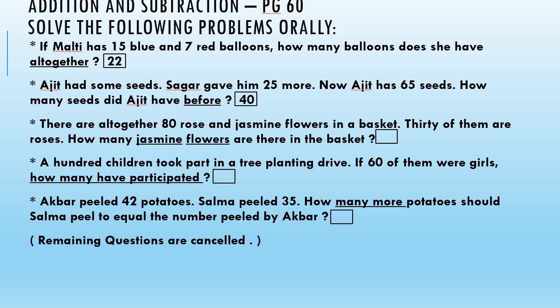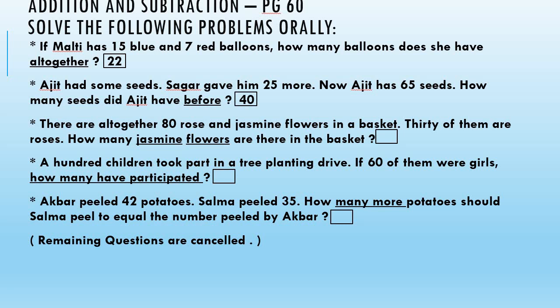Next, page number 60. Solve the following problems orally. Okay, you can just solve it orally, with the help of your fingers. If Malti has 15 blue and 7 red balloons, how many balloons does she have all together? You have to add 15 plus 7, 15 in your mind and 7 on your fingers. Start counting 16, 17, 18, 19, 20, 21, 22. The answer is 22.